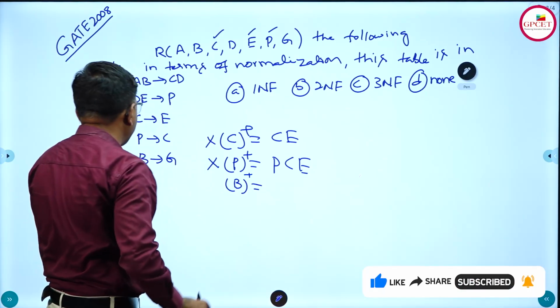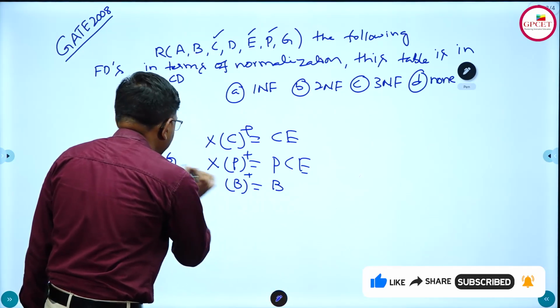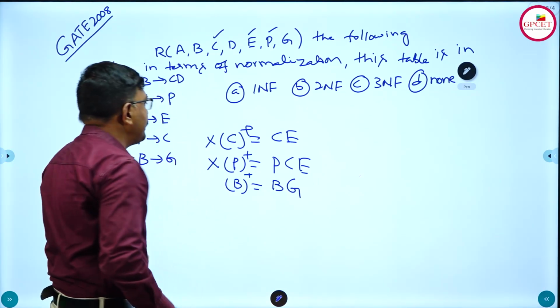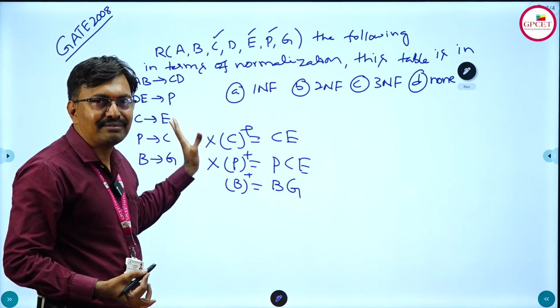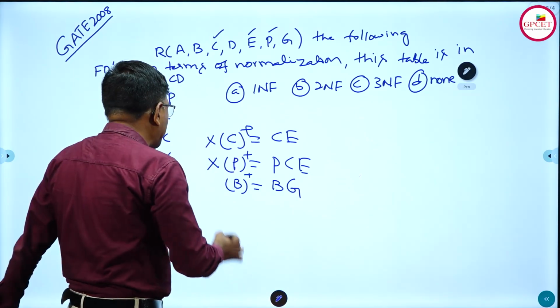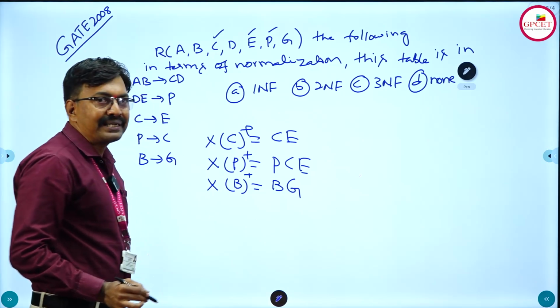B closure. What is B closure? B derives what? That is G. Observe here, B and G. The remaining attributes are missed. We can't get the original relation. That's why B is not a candidate key.